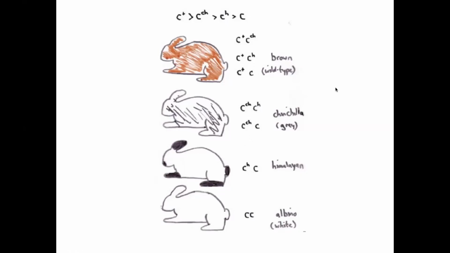And then lastly, the only time you'll produce an albino rabbit is if you're homozygous. So again, that means that the albino allele is always recessive, certainly in this series of four, recessive to the other three alleles.